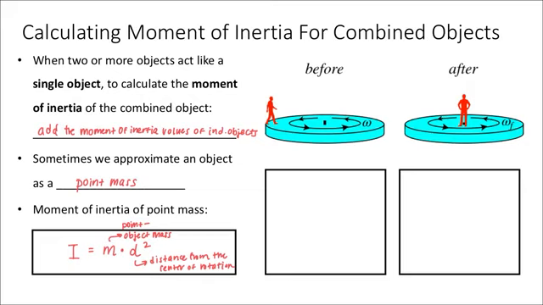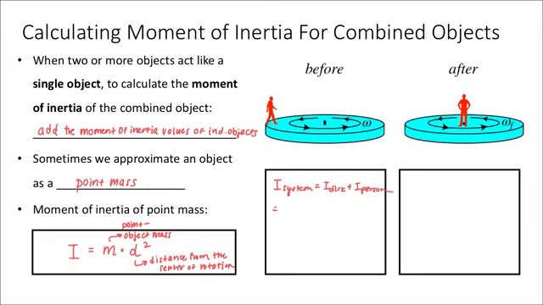So in the before situation, the person is standing at the outer edge of the disk. And so the distance they have from the center is just equal to the radius of the disk. However, in the after scenario, the person is standing in the middle of the disk, and therefore their distance from the center of rotation would be 0. And so in order to calculate the moment of inertia of this system, we could say that the moment of inertia of the system would just be the moment of inertia of the disk plus the moment of inertia of the person. We're just going to add them together.